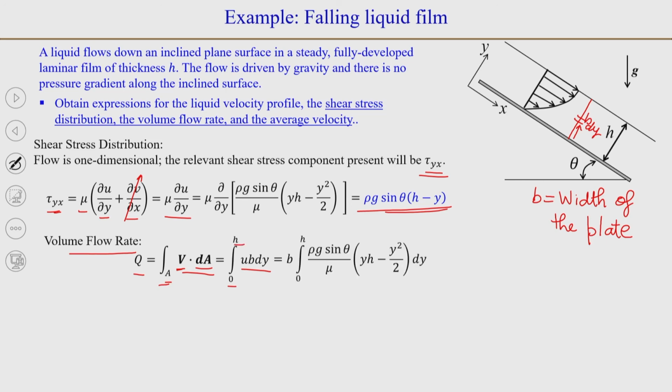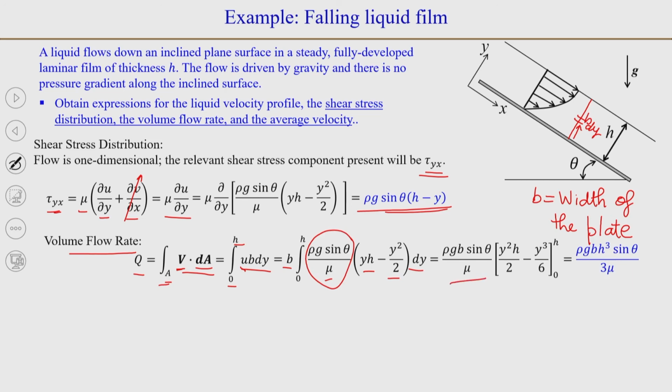Okay. So, b is a constant, you can take it out and you can replace u with the expression for velocity, which is rho g sin theta by mu into (y h minus y squared by 2) into dy. And we can take all this also out of the integral sign, because this is constant with respect to y. So, we will have rho g b sin theta by mu into, when we integrate, y h. So, h is a constant into y squared by 2 first term. From the second term we will get y cube by 3 into 1 by 2. So, that is y cube by 6.